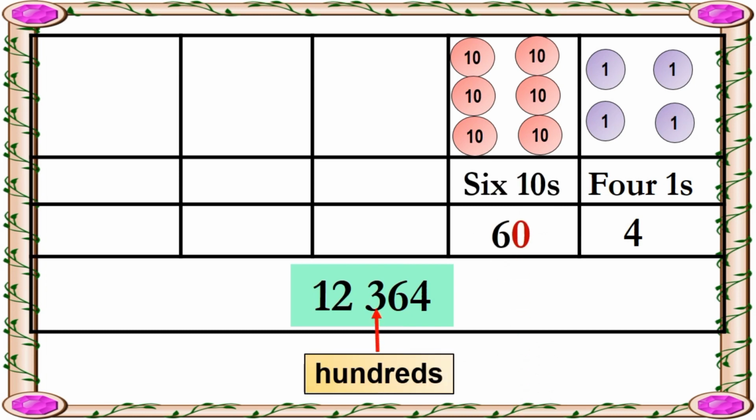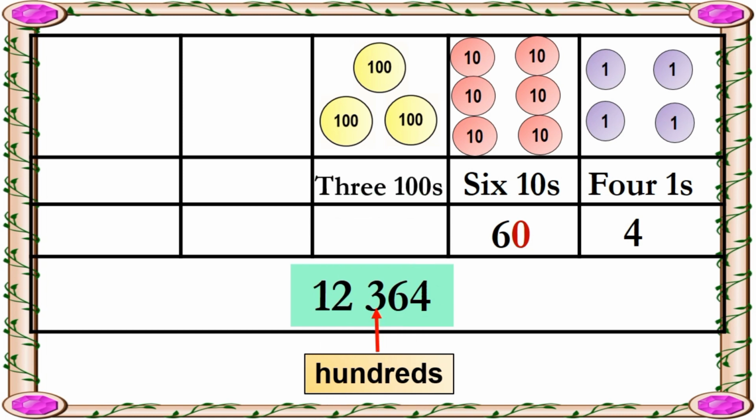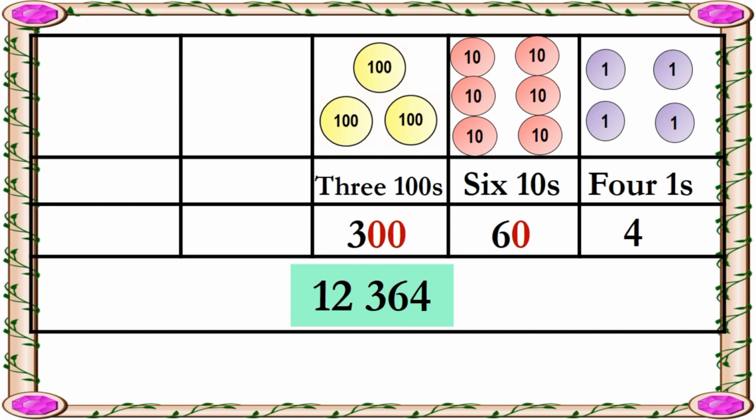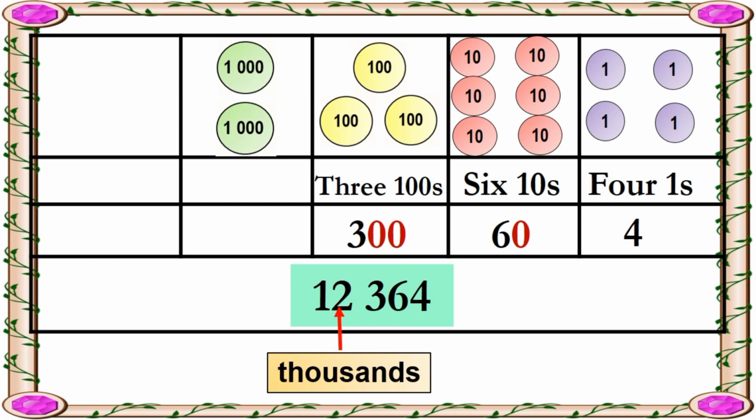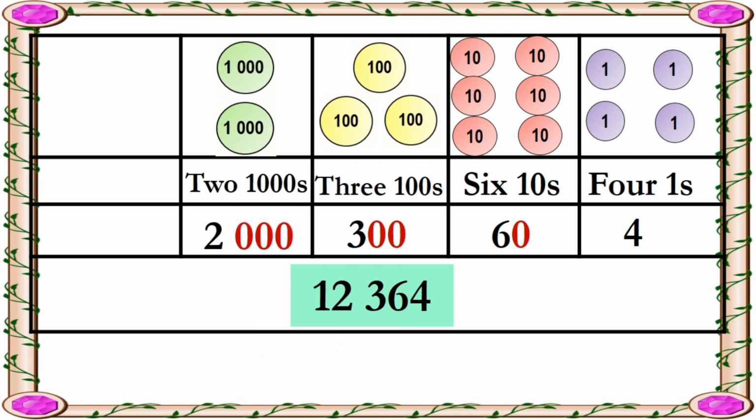The hundreds place has a digit of 3. Then, 3 discs with a mark of 100 will be used. So, we have 3 hundreds to make it 300. The thousands place has a digit of 2. Therefore, 2 discs with a mark of 1,000 will be used. So, we have 2 thousands to make it 2,000.